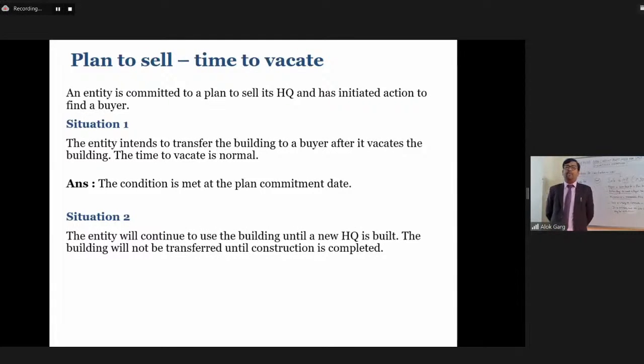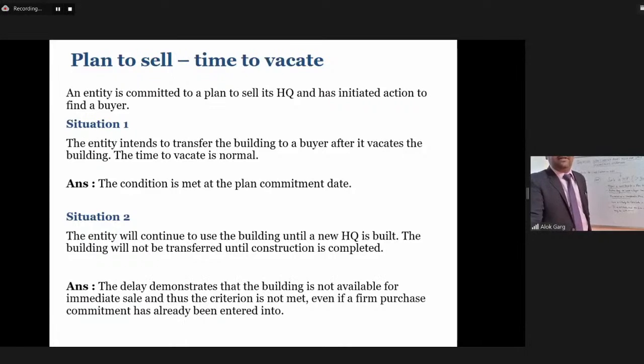Situation number 2. The entity will continue to use the building until a new building is built. The building will not be transferred until construction is completed. Can we say that this building is available for immediate sale in present condition? We cannot say, because the condition is that when the new building is constructed, we will shift from this building. So it is not meeting the condition.